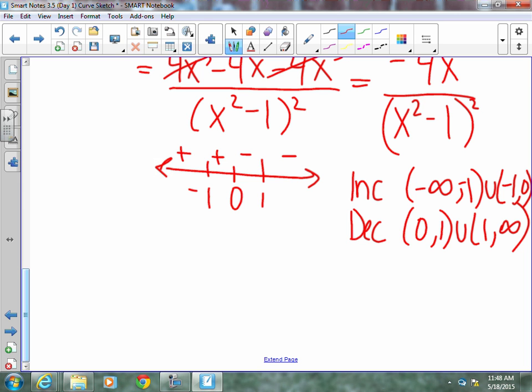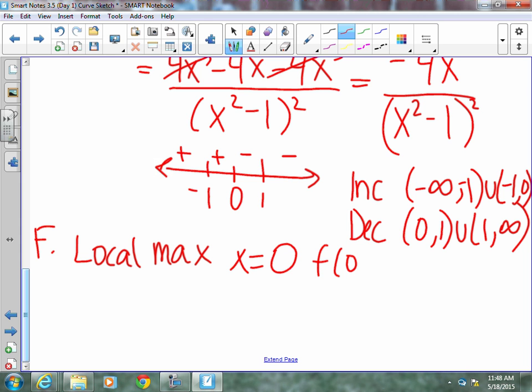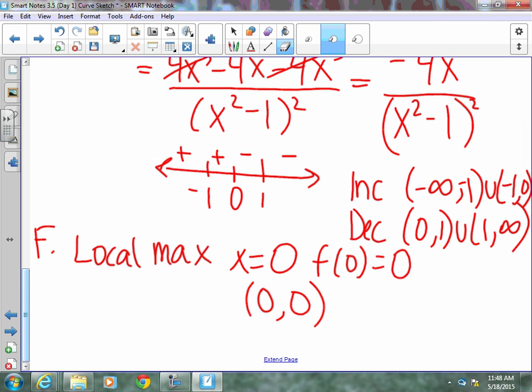So, local maxes and mins, looks like we have a local max at x equals 0. If we plug 0 into our original equation, f of 0 equals 0, so we have a local max at 0, 0. And that point's already on our graph, so we don't need to draw it. Finally, what comes after f? Oh, it's a g.